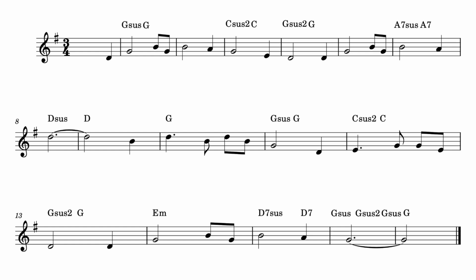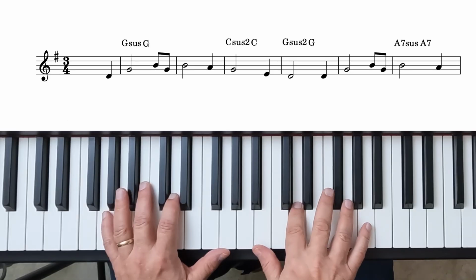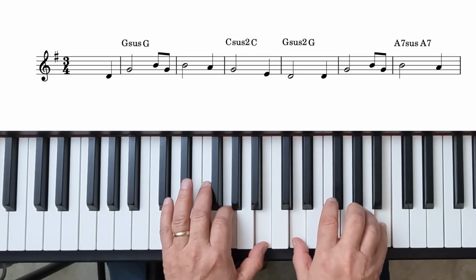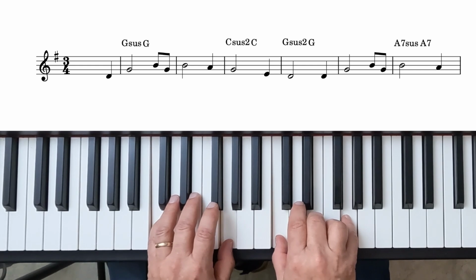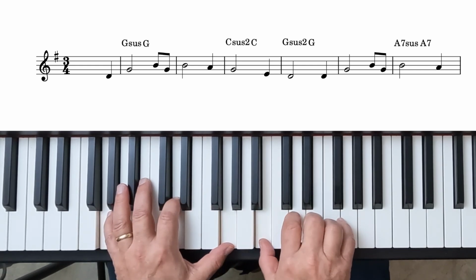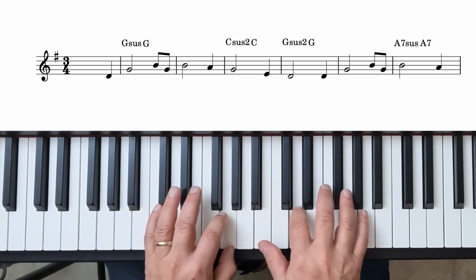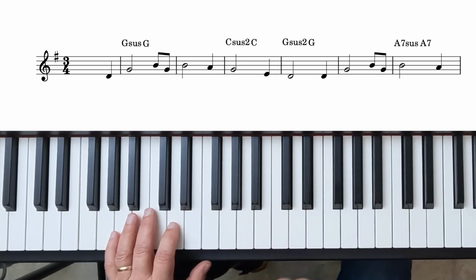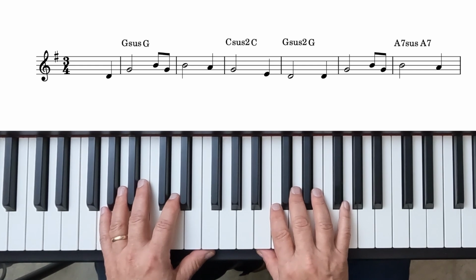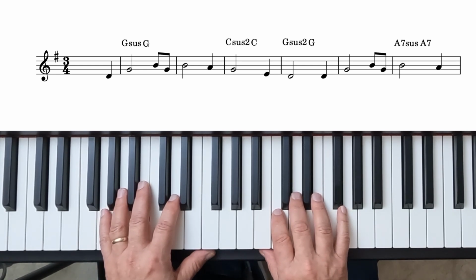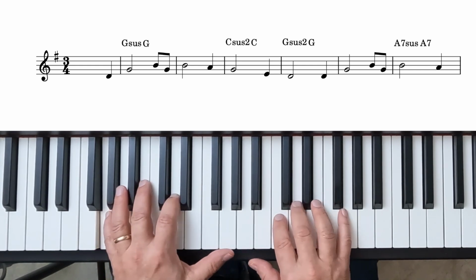Another song I like to use as an example is Amazing Grace. You remember we've played it very simply, just using 1, 4, and 5, or G, C, and D. Now let's add some sus chords in there to make it even more interesting. You can even start with 1 just to be fancy.